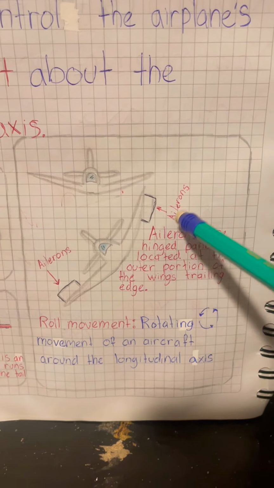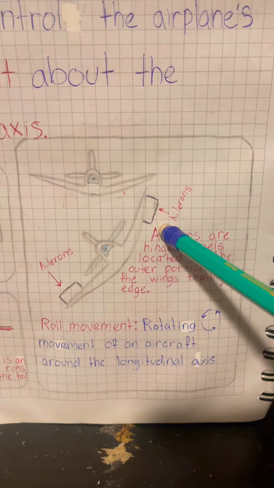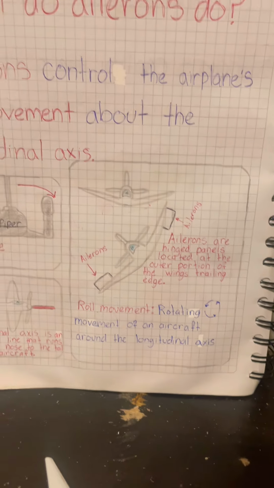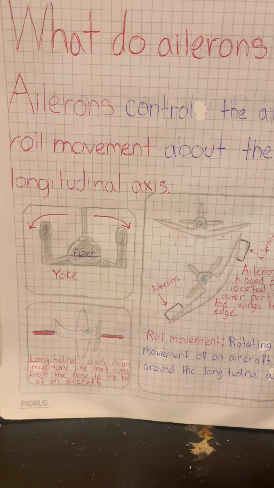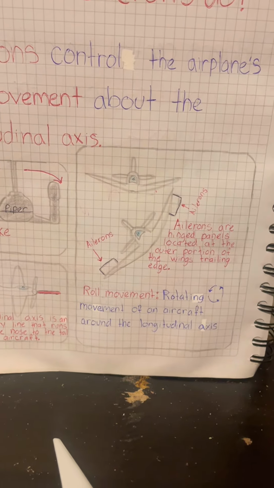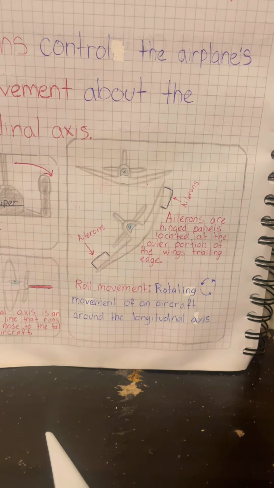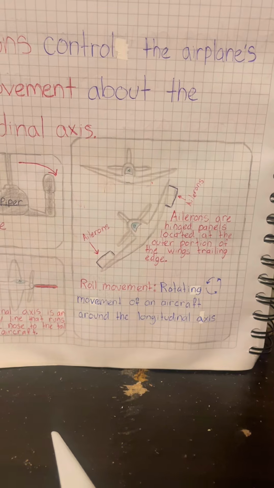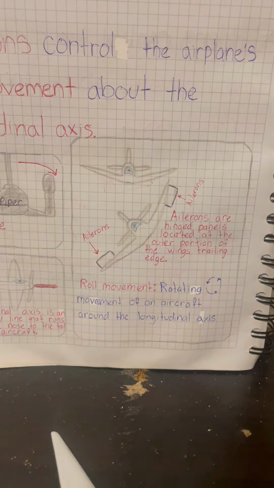So here you can see the flaps. One is down and one is up. But let's talk about the roll movement as well. Let's be more specific. What does that mean? Roll movement: rotating movement of an aircraft around the longitudinal axis.